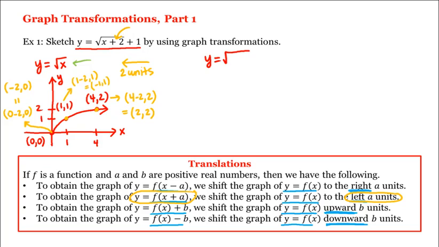All right, so let's sketch y equals the square root of x plus 2. Let's say this is the y-axis and this is the x-axis. We just found that the origin, the point 0, 0, was moving to negative 2, 0. So we have that point on our graph here, negative 2, 0. We also found that the point 1, 1 was moving to negative 1, 1, so we also have that point on our graph. And then we found that the point 4, 2 was moving to 2, 2, so we also have that point on our graph, 2, 2.